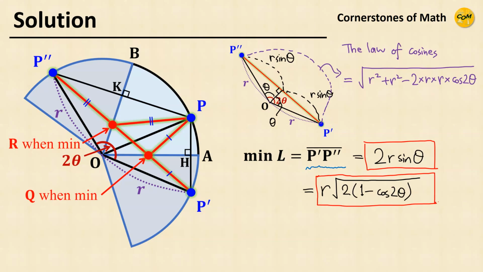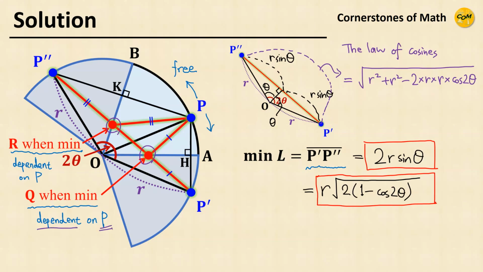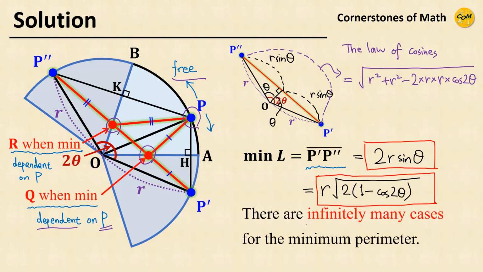And finally, one more thing. These points Q and R at the minimum are dependent on the position of P. However, this point P can move freely, only with one constraint, that it must be on the arc AB. This means that there are infinitely many cases for the minimum perimeter. For an arbitrary point P on arc AB, all you have to do is to find symmetric points P' and P'', and you can connect these 2 points with a straight line to find the positions of Q and R for the minimum perimeter.